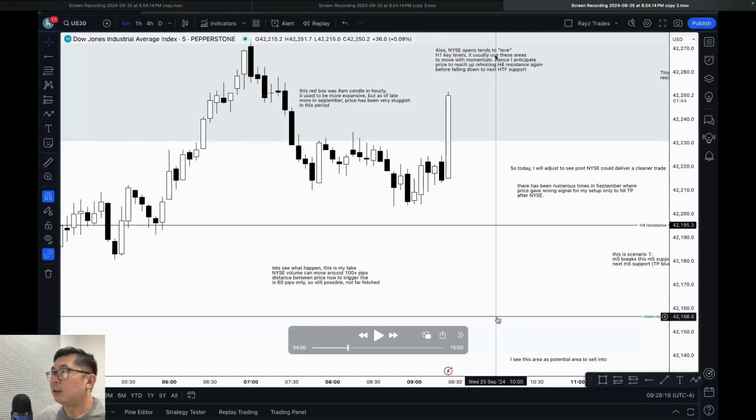All right, and I said again, I anticipate price to reach up, retesting the 4 hour resistance again before falling down to next high time frame support. So I said that before this happened twice, in two separate occasions. Right, 1 minute away from this 9:30 a.m. candle close on the 5 minutes, 30 seconds.